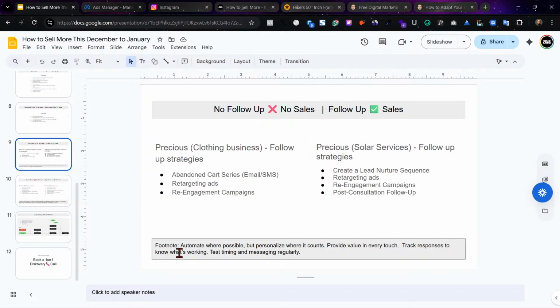Track responses, know what's working, test timing and messaging regularly. See, business is the business of tracking. Where your customers are coming from, where they are. If you're using a website, there are tracking tools. If you are using a third-party website, say you are selling on Bumper, all those guys have tracking tools. Know why your customers are not coming. Leverage everything. Be obsessed with why your customers are not converting. Yes, I know that is why you are on this call, right? At each and every level, there is a problem.